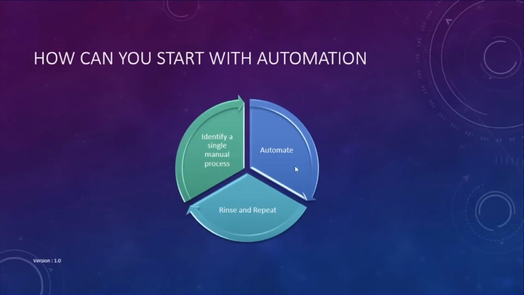Now, once you've successfully automated that single manual process, you can then rinse and repeat the same process. So you can pick a second process, let's say patching, automate that, and then go on to pick the third process. Now, I hope you've understood why we need automation in current IT world.